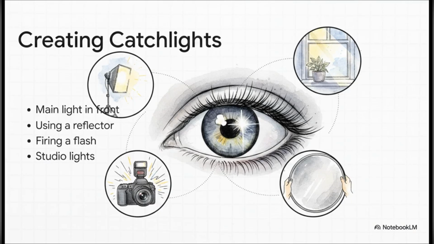The absolute easiest is positioning your subject so your main light source is in front of them, ideally at about a 45-degree angle to a window or the sun. That just looks incredibly natural. If they're backlit, use a reflector to bounce light right back into their eyes. You can also fire a camera flash, or if you're indoors, utilize studio lights to meticulously craft that exact sparkle you want.